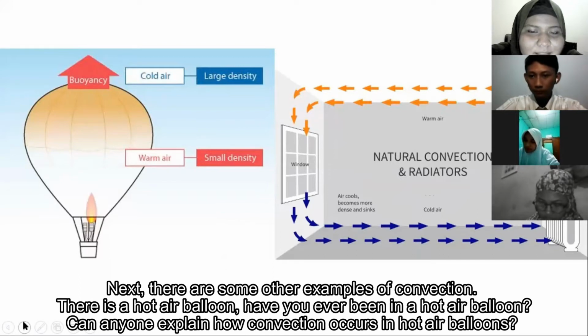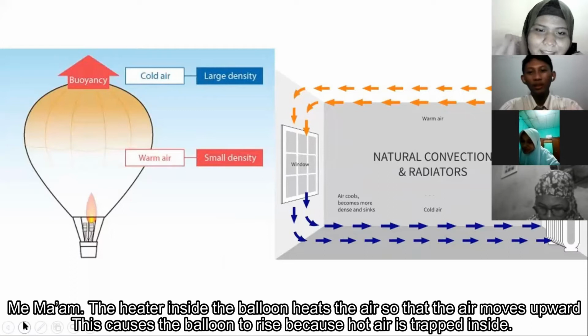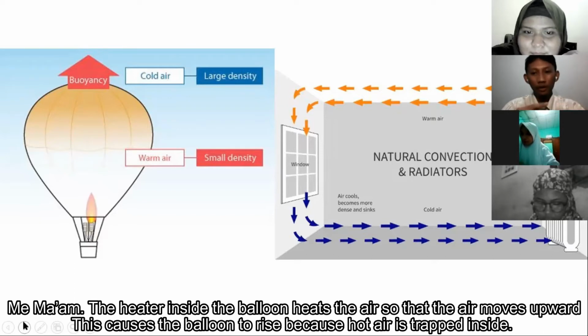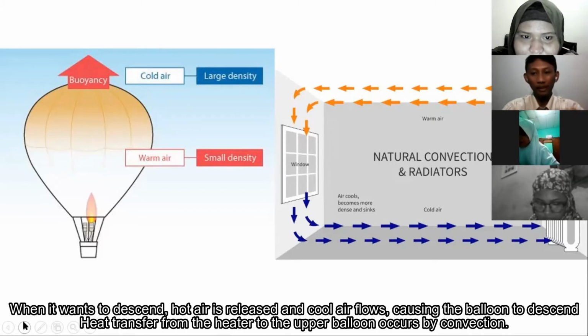Okay, next there are some other examples of convection. There is a hot air balloon. Have you ever been in a hot air balloon? Can anyone explain how convection occurs in hot air balloons? Me, ma'am. Okay, Gilang. The heater inside the balloon heats the air so that the air moves outward. This causes the balloon to rise because hot air is trapped inside. When it wants to descend, hot air is released and cool air flows in, causing the balloon to descend. Heat transfer from the heater to the upper balloon occurs by convection.